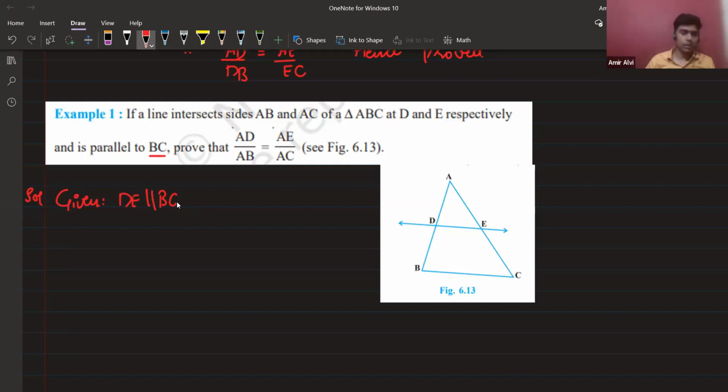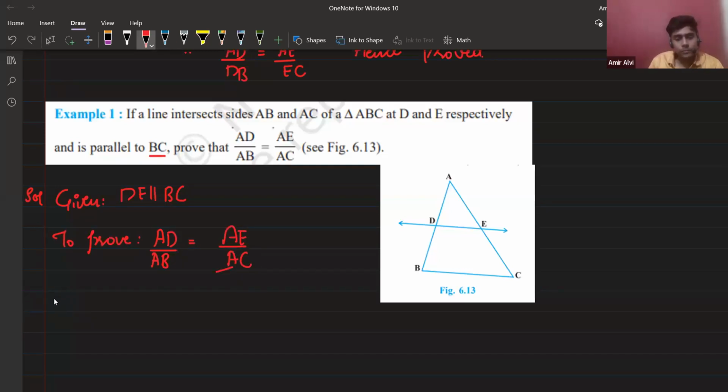Since it's already given, I can apply the BPT theorem, because the basic criterion of the BPT theorem is that the line should be parallel. Yes or no, Adil? Yes. So if the lines are parallel, AD by DB and AE by EC will be equal. First of all, let me write what we need to prove: AD by AB is equal to AE by AC.